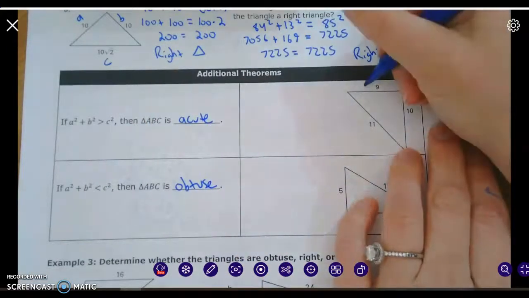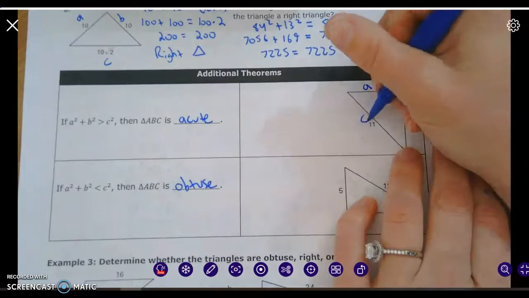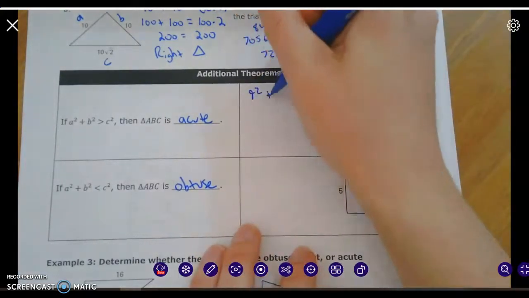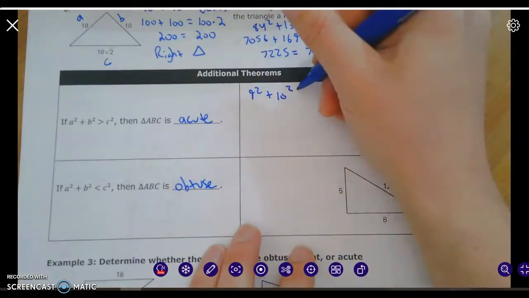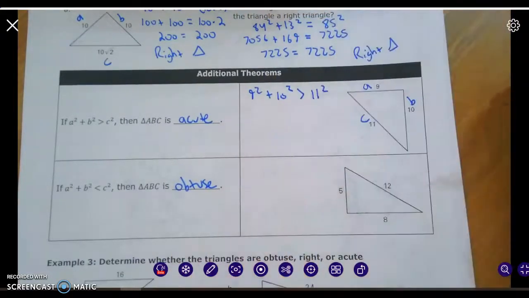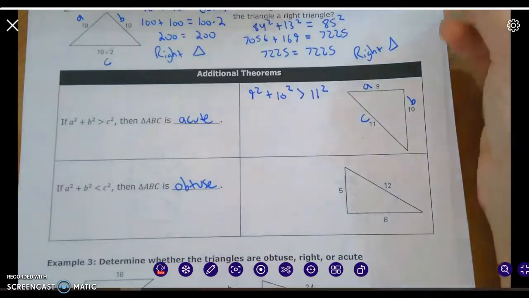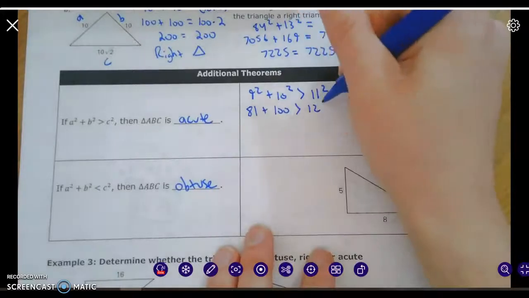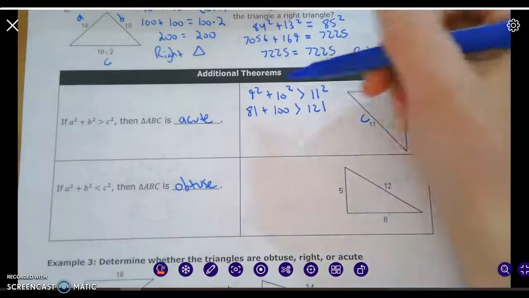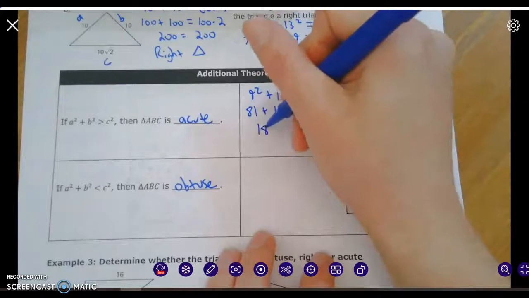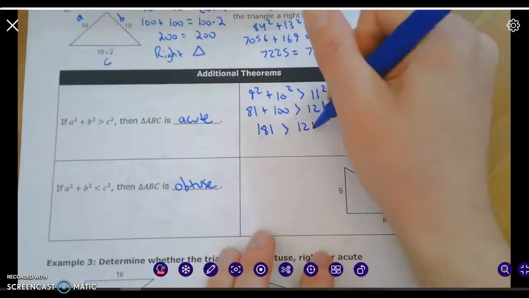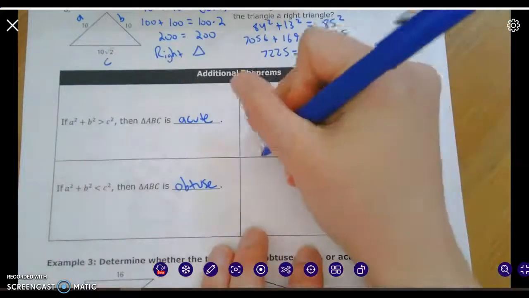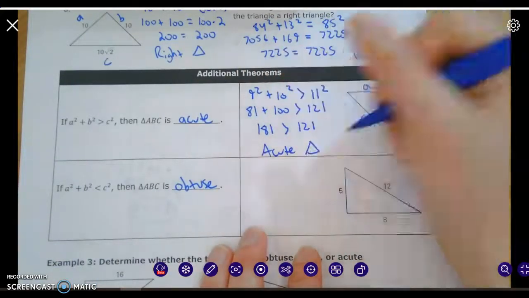So let's see what an acute one looks like. We've got A, B, and C, and then we're going to plug those in. 9 squared plus 10 squared is greater than 11 squared. So we're going to multiply those out. 81 plus 100 is greater than 121. So then if we add these two numbers up, we get 181 is greater than 121. So this is an example of an acute triangle.